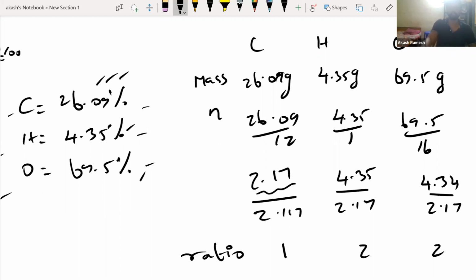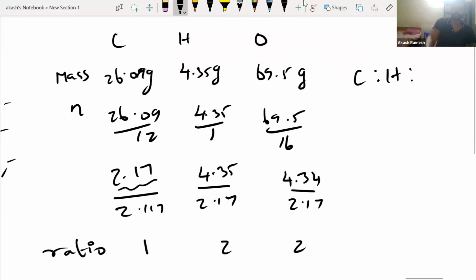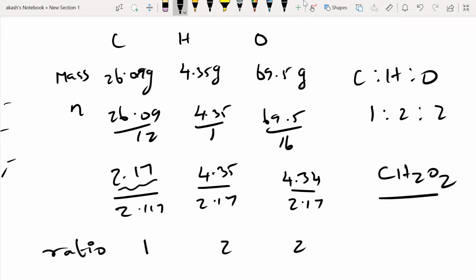That means carbon is to hydrogen is to oxygen, I'll write it here, is basically 1 is to 2 is to 2. And if that's the case, I can directly write the formula as CH2O. That's it. That's the empirical formula. And if you know the molecular mass, you can even find the molecular formula.